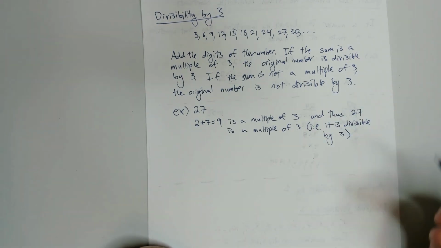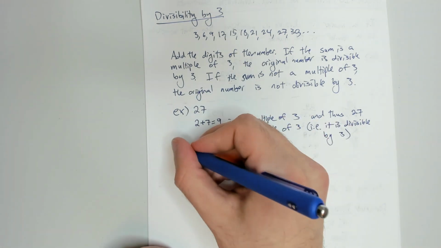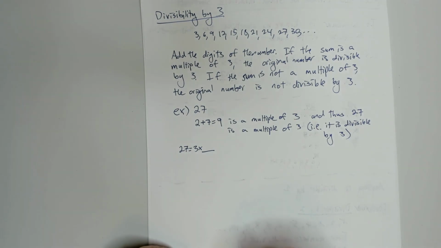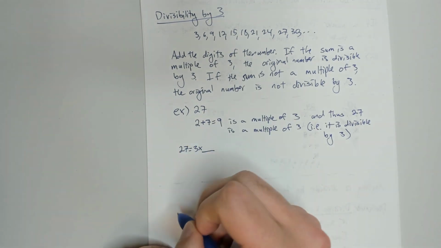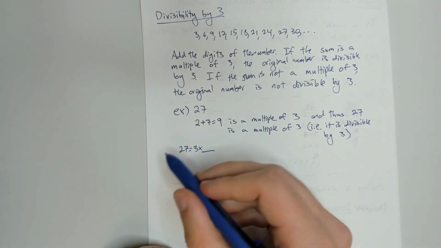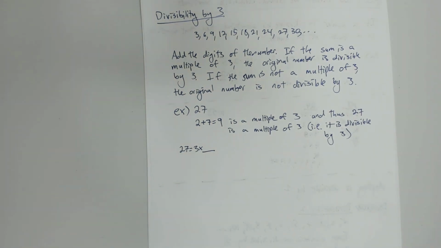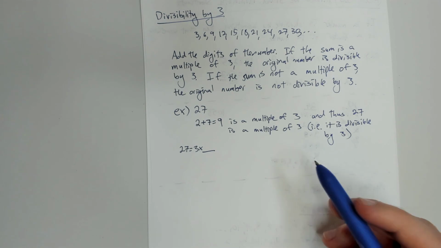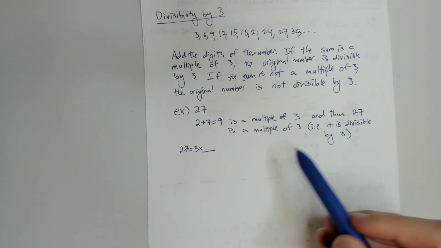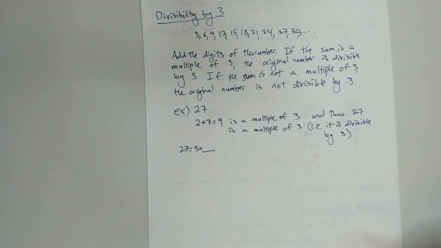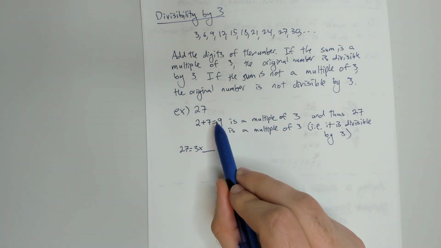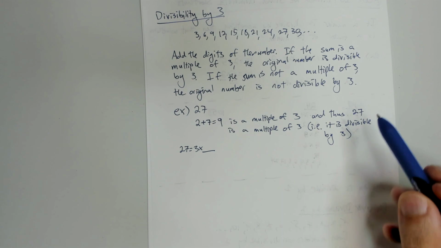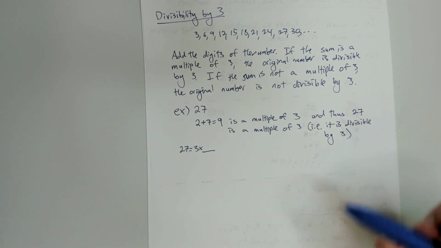Right? If something's a multiple of 3, that means 27 is written as 3 times some number, which means that 3 is a factor of 27, which means that 27 is divisible by 3, right? So being a multiple of 3 entails that 3 is a factor or that it is divisible by 3. But in any case, since by this rule the sum of the digits gives us a multiple of 3, our original number has to be divisible by 3.